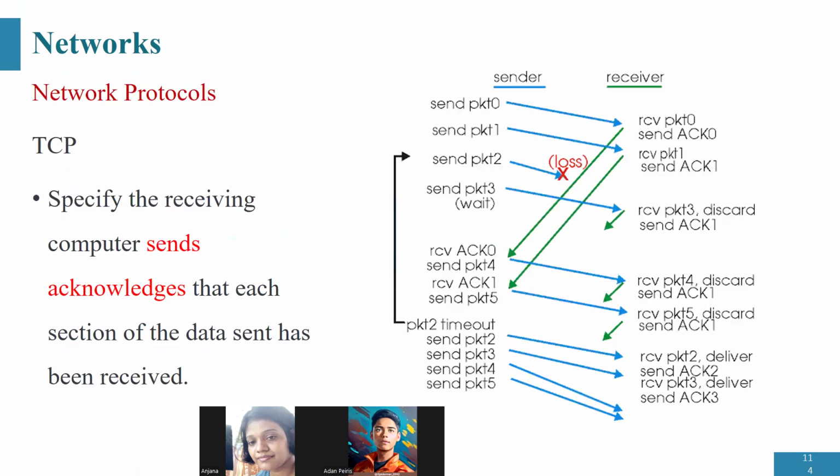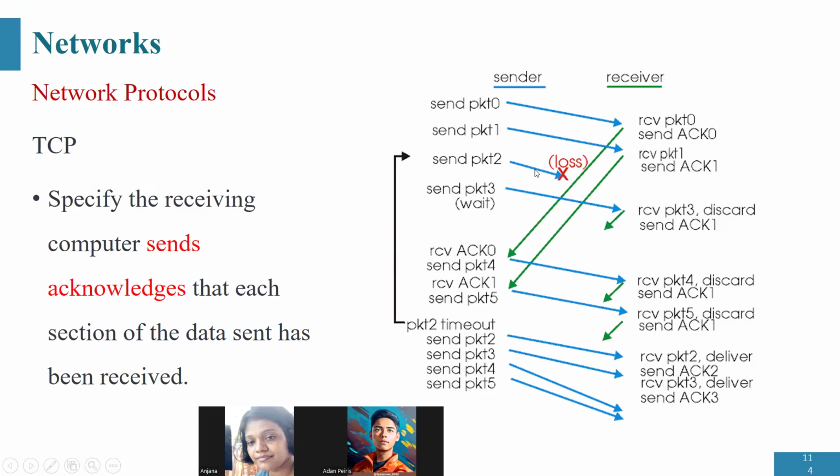Now see here how we receive the acknowledgement. The sender sent packet number 0. The blue colored one is from the sender. The green colored one is the receiver. He sent packet 0, then the receiver received packet 0, then sent acknowledgement 0. Done. Next, send packet 1, then receive packet 1, send acknowledgement. Done. Then send packet 2.